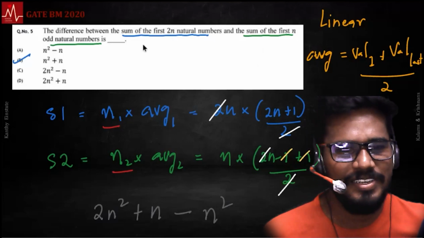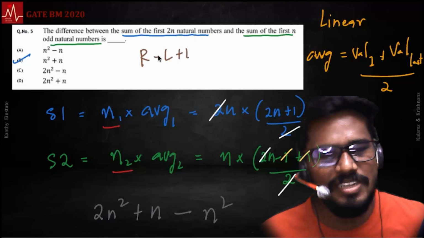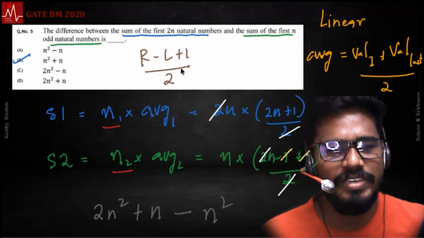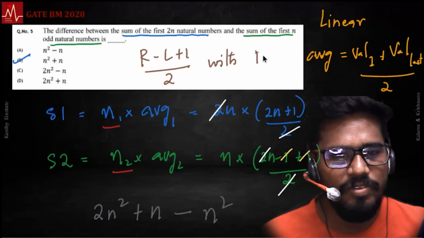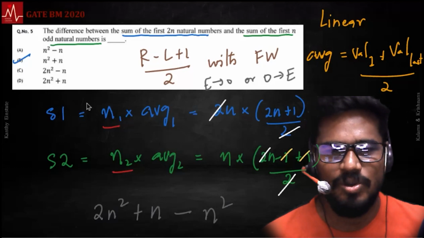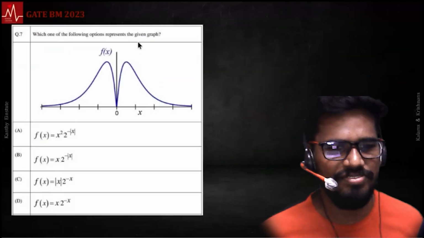Just for a recall, that I suppose is (r minus l plus rightmost minus leftmost plus 1) by 2 with footwork. It has to be either even to odd or odd to even. We'll stop there. Question: which of the following options represents the given graph?